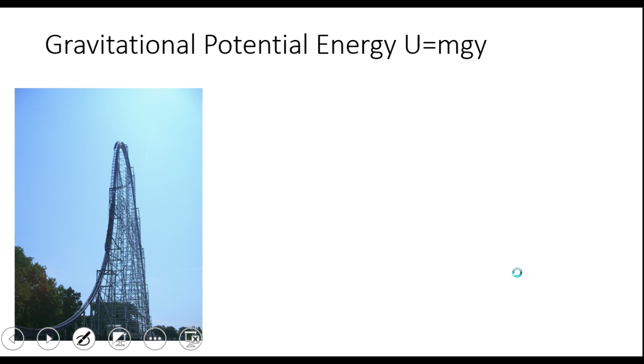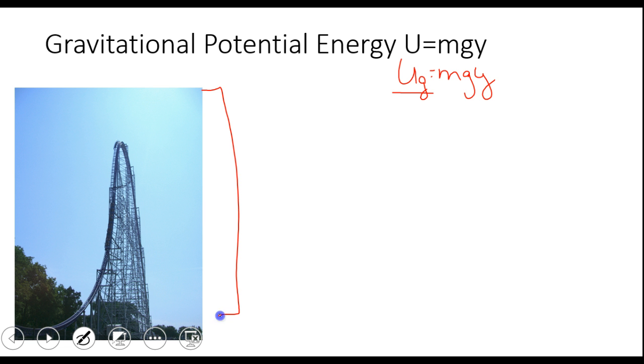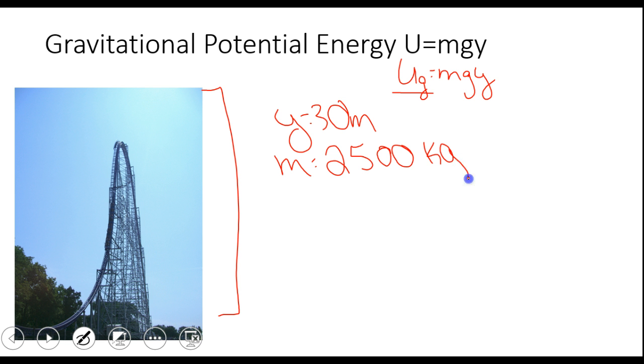So, interesting side note. There is gravitational potential energy. You may also see this sometimes as U sub G, which means the gravitational potential energy. And so don't be freaked out when you see this. That's nothing new. Let's say I have a roller coaster, right here, that is 30 meters tall. And so it's 30 meters tall. And the cart has a mass of 2,500 kilograms.